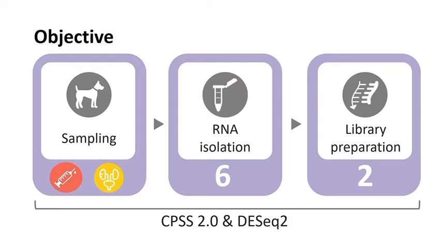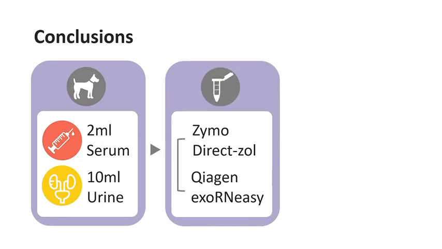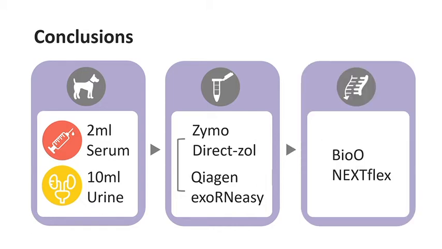So remember I showed this picture in my objective, talking about what I'm going to achieve in this project. In the end, I show a similar graph, being like, here's my conclusion. So I use 2 ml of serum, 10 ml of urine from dogs, identify the best RNA isolation, one for serum, one for urine. Also, in the library preparation, I identify the BioO NextFlex being the best library preparation method. In doing that, people would have an impression of what you just did, and it is quite vivid because I'm showing it using those icons.